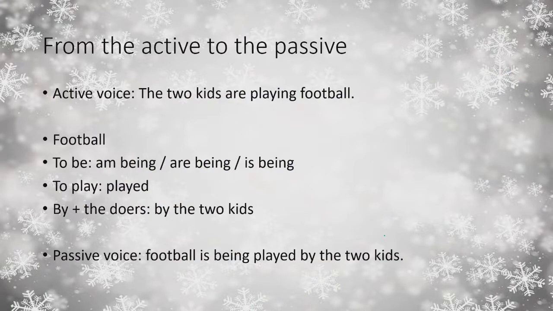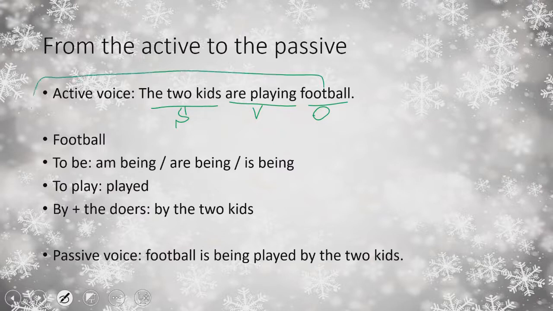The other example is the two kids are playing football. We apply the same rules. The two kids is the subject, are playing is the action or the verb, football is the object. We move the object from its position to the subject position. We conjugate the verb to be in the same tense of the active sentence. Are playing is conjugated in the present continuous. So, we conjugate the verb to be in the present continuous. We have three forms. Am being, are being, is being. And we look at the main verb to play. We conjugate it in the past participle, played.